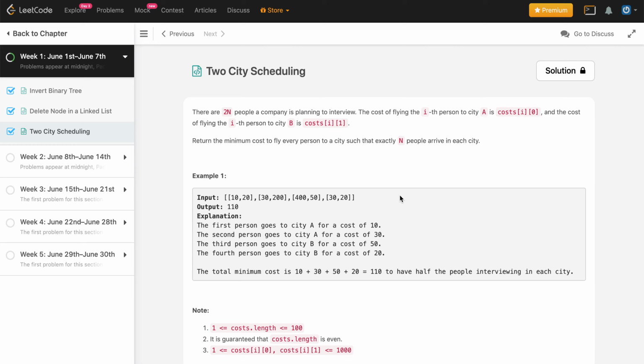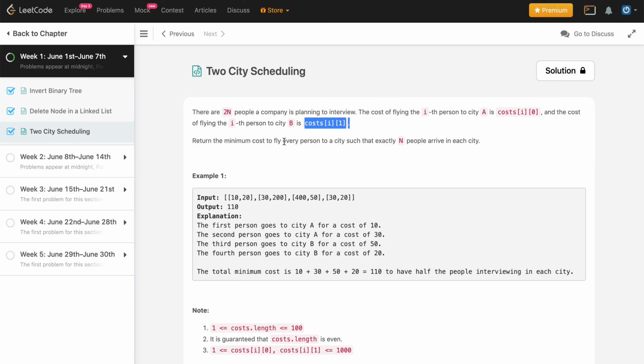Hello guys, today I'm going to solve this problem from Leetcode's June challenge. This is the third problem, and the problem statement says that there are 2n people a company is planning to interview, and the cost of flying the ith person to city A is some cost, and the cost of flying this ith person to city B is this much.